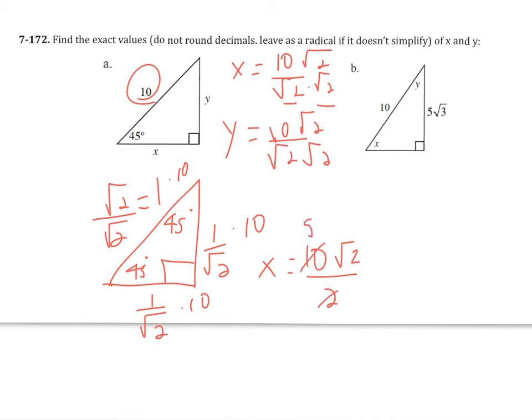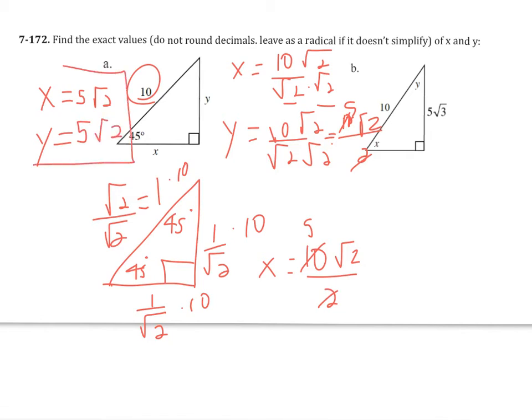And therefore it's going to be the same. When you reduce this, it's going to be 10 over root 2 all over 2, and then you're going to reduce that to 5 root 2. So for this particular problem, your answer is 5 root 2 for x and 5 root 2 for y. So that's what your answer is for A.